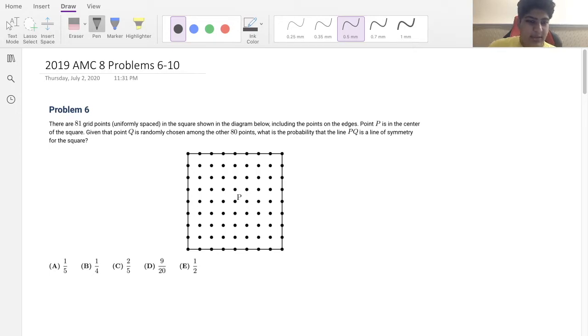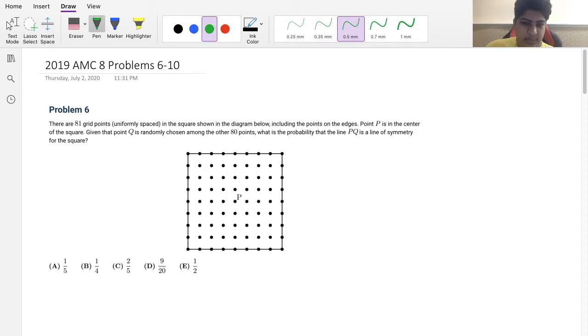There are 81 grid points uniformly spaced in the square shown in the diagram below, including the points on the edges. Point P is in the center of the square. Given that point Q is randomly chosen among the other 80 points, what is the probability that the line PQ is the line of symmetry of the square?